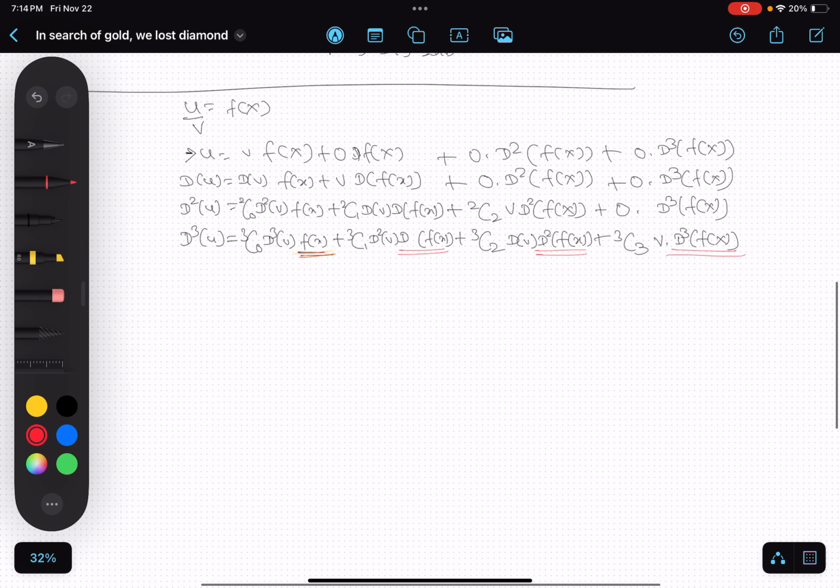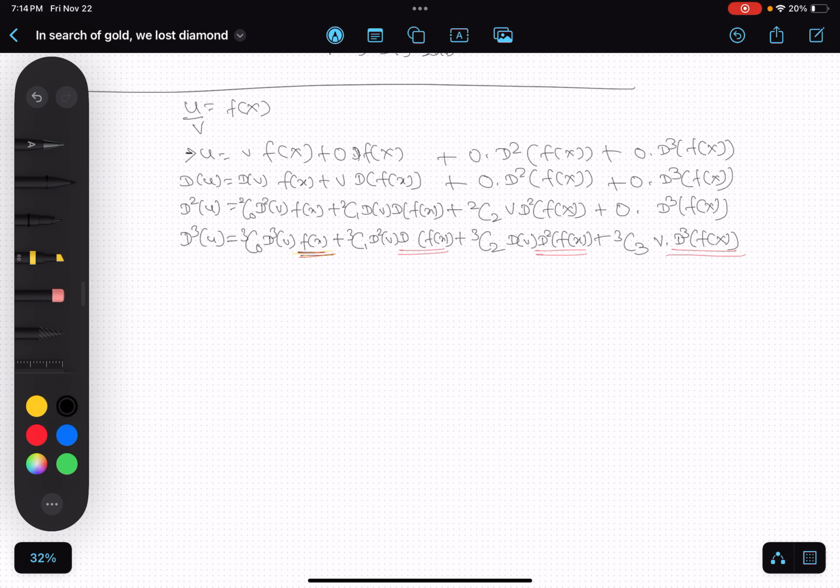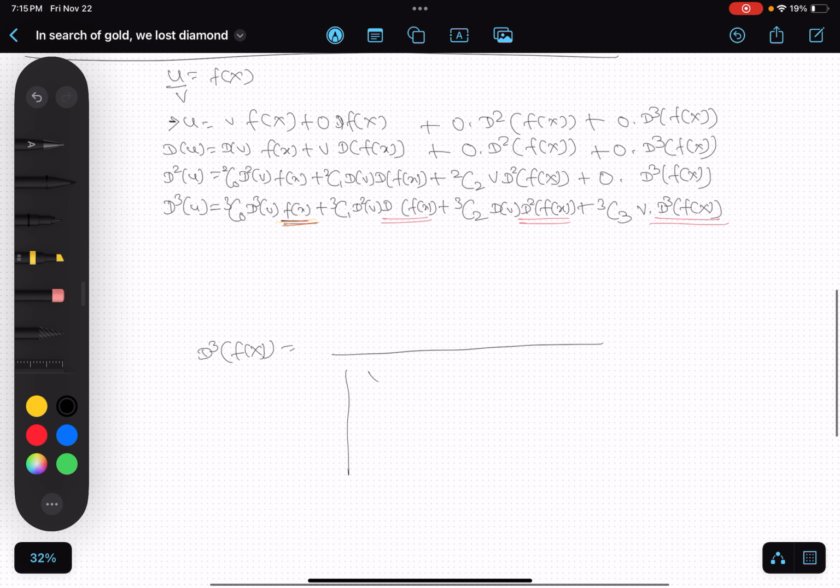Again, we will use Cramer's rule. See, Cramer's rule is so helpful for solving big equations. With Cramer's rule, this will just be d cube, the third derivative of f of x. Now in the denominator, that will just be all the coefficients. So yeah, it's actually easy.